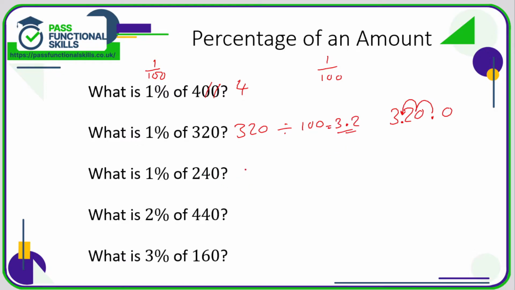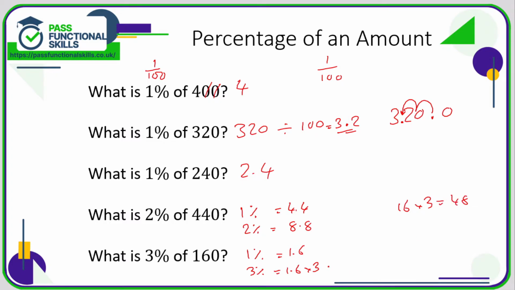1% of 240, 2.4. In the same way that if you can work out 10%, it's easy to work out 20%. If you can work out 1%, you can work out 2%. So 1% of 440 is 4.4, so therefore 2% is going to be double that, 8.8. 1% of 160 is 1.6, so 3% is 1.6 times 3. 16 times 3 is 48, so 1.6 times 3 is 48 with one decimal place, so 4.8.